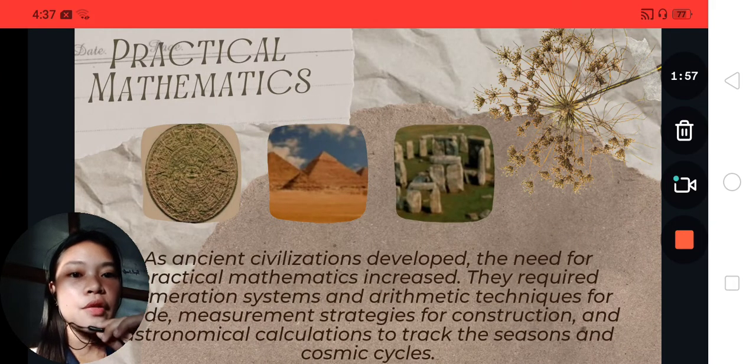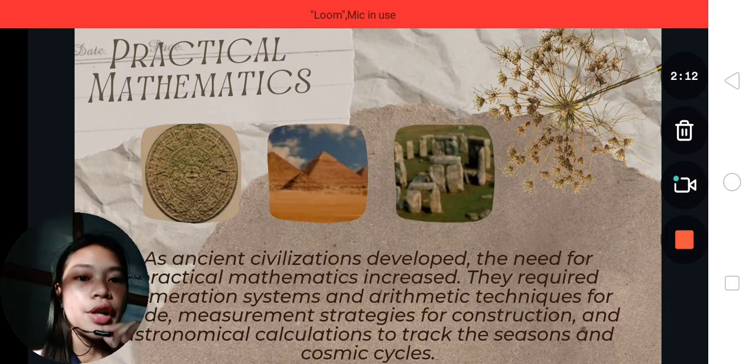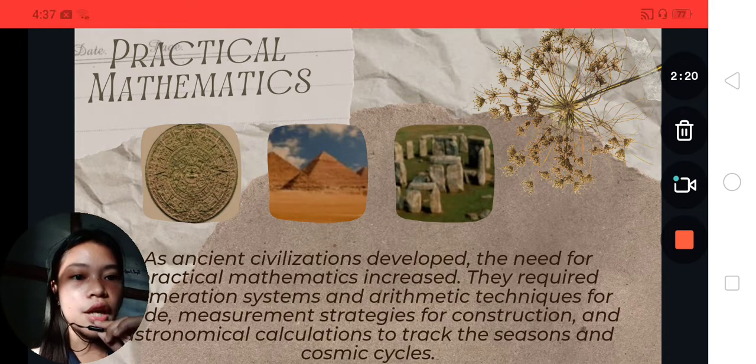Practical mathematics. So as ancient civilizations developed, the need for practical mathematics increased, and they required enumeration systems and arithmetic techniques, a variety of measurement strategies for reconstructions, and astronomical calculations to track the seasons and cosmic cycles.